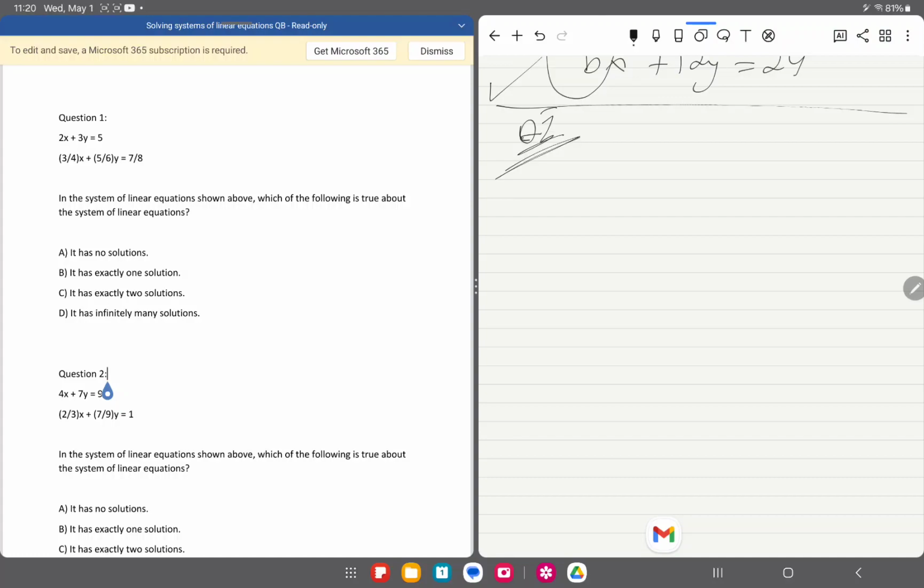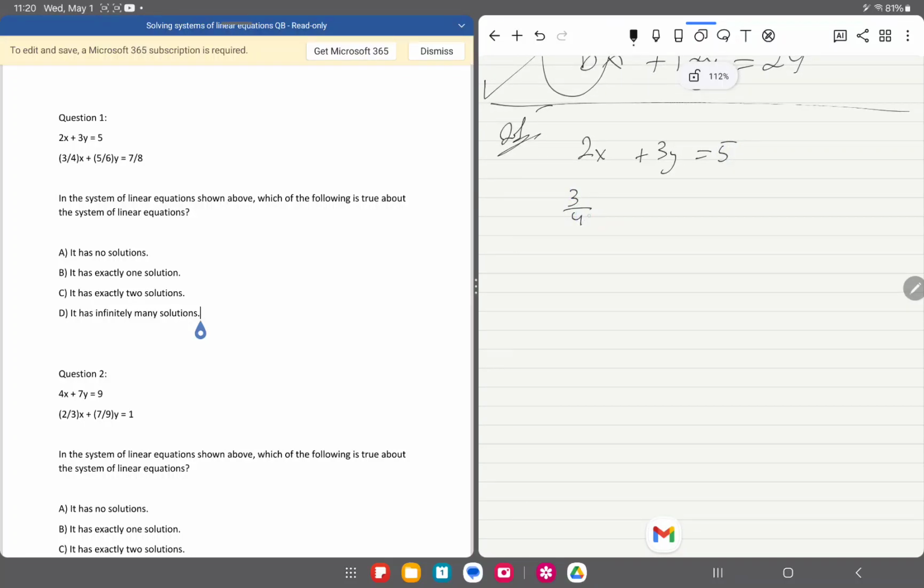So I was trying to prepare you for these types of questions. If they're giving you the equations and asking you to figure out which one is which, of course, always C is excluded from the picture. So question 1: I've got 2x plus 3y is equal to 5, and 3 over 4x plus 5 over 6y is equal to 7 over 8.